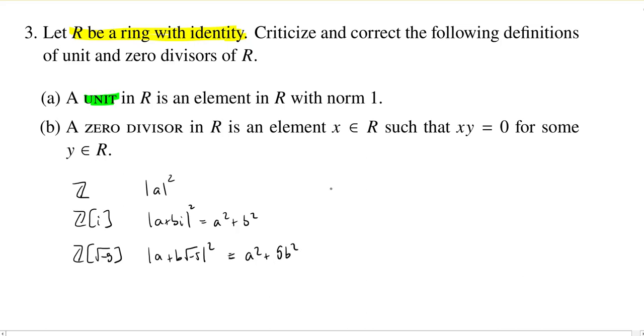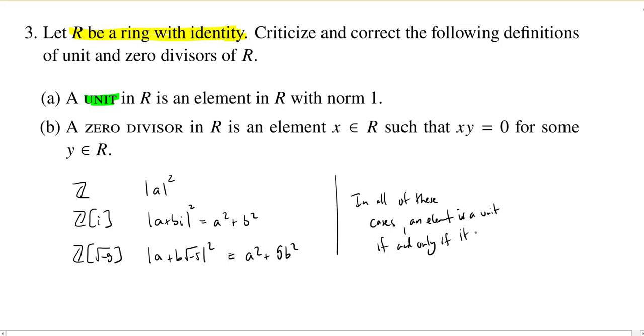And in all of these cases, an element is a unit if and only if it has norm 1. So this is not an outrageous definition for a unit because we have a lot of examples where this is a true statement.